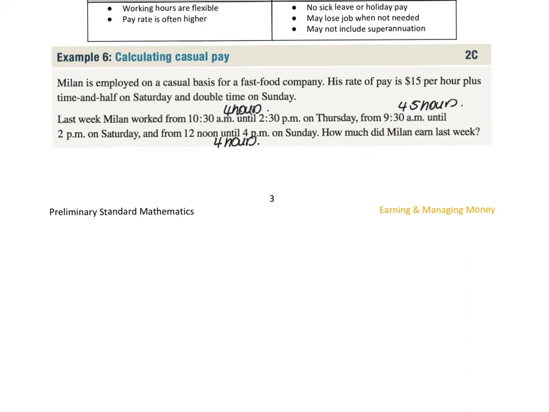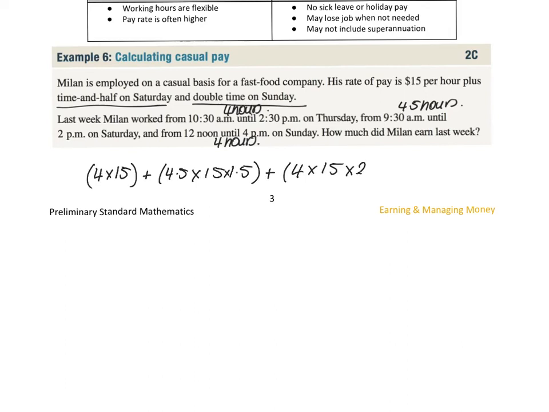So his hourly rate is $15 and he's done 4 hours at the normal rate. If it doesn't specify, you assume it's a normal rate. So 4 times $15, that's what he did on Thursday. Plus on Saturday, he's done 4.5 hours at $15. And on a Saturday, it says up here that he gets time and a half. So we're going to multiply that by 1.5. And then on Sunday, he's done 4 hours at $15. And Sunday is double time. So we're timesing that by 2.